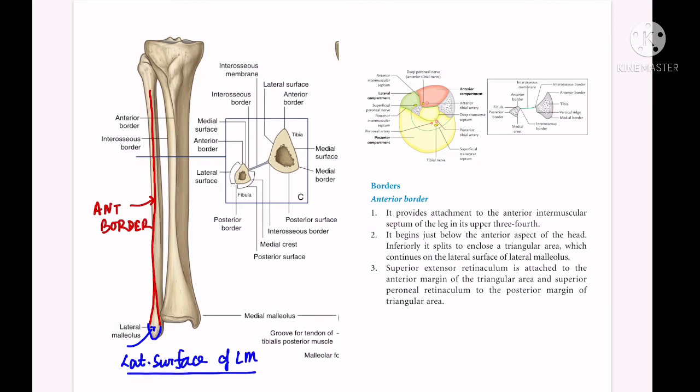Now, superior extensor retinaculum, which is a modification of deep fascia in front of the ankle, is attached to the anterior margin of the triangular area. So over here is the attachment of the superior extensor retinaculum, whereas the superior peroneal retinaculum is attached to the posterior margin of the triangular area. Superior peroneal retinaculum.